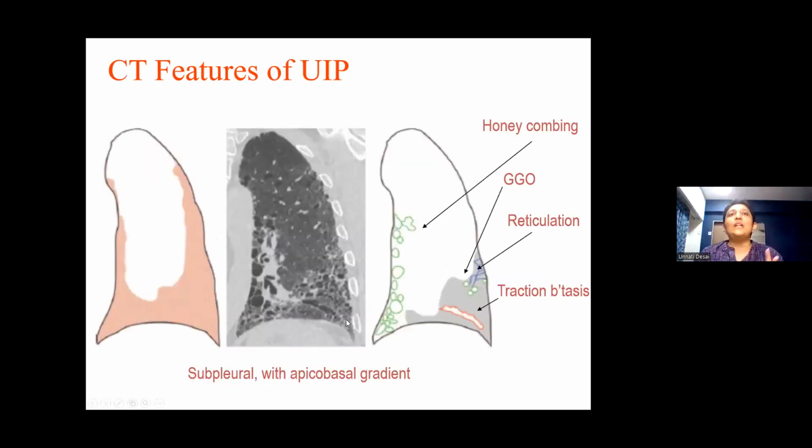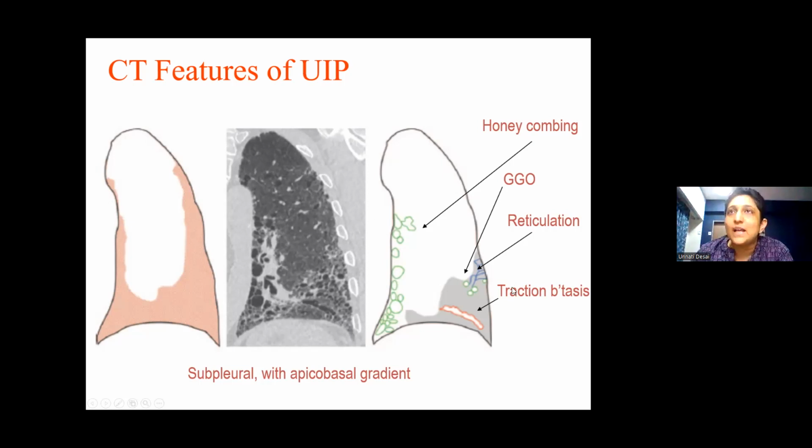The CT features of UIP are basal and subpleural. You see interstitial septal thickening, honeycombing, and at places the bronchus is under traction. This is known as traction bronchiectasis, as depicted in the picture here. So this is honeycombing. There is a subtle GGO, but it is not a predominant finding.